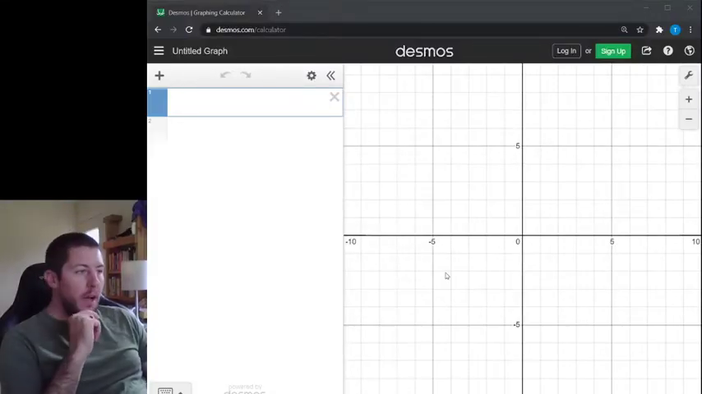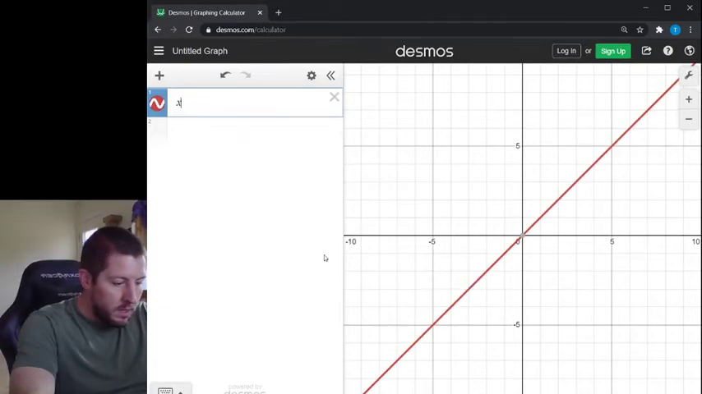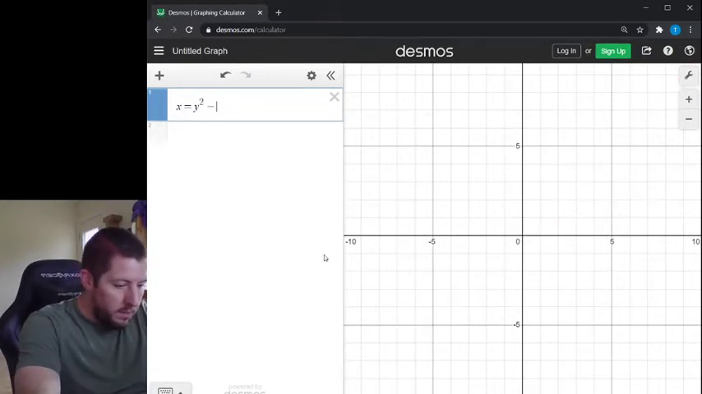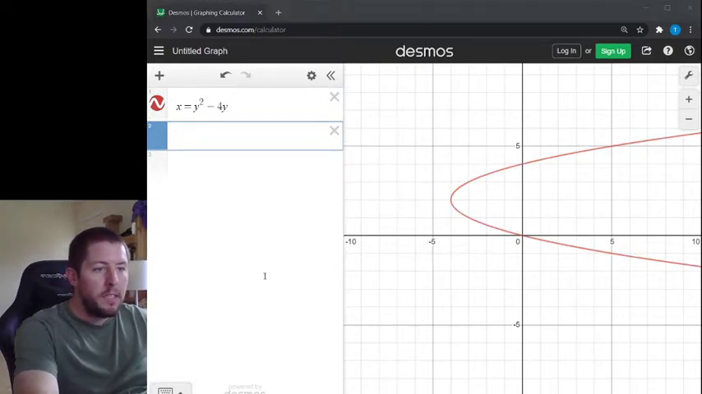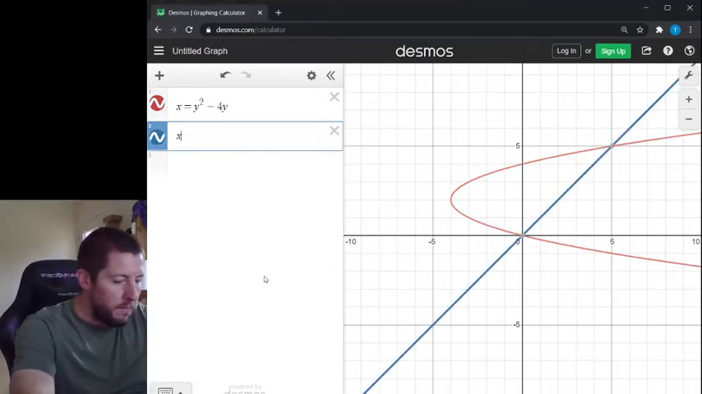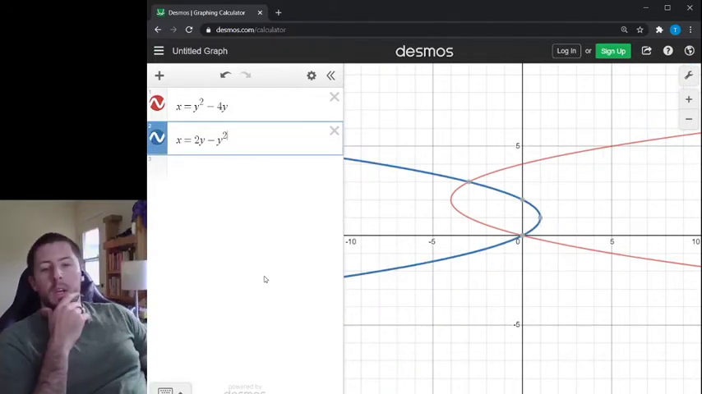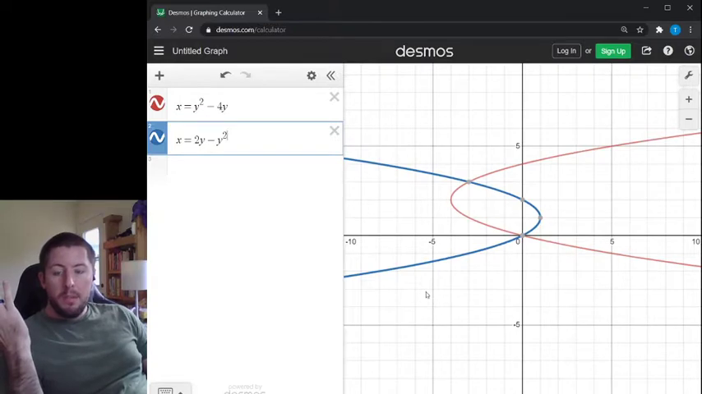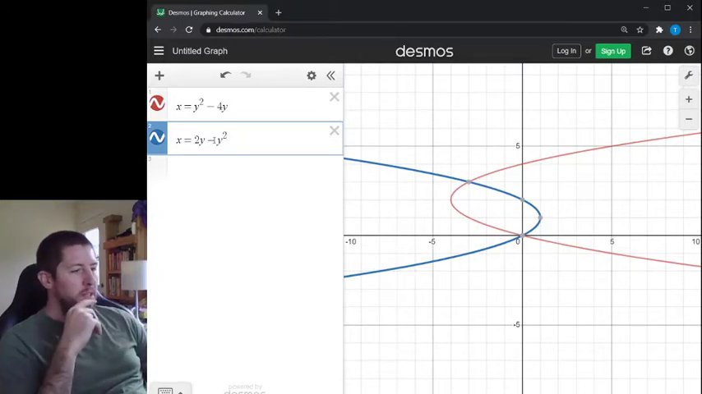Cool, still got my audio. Let's throw these two equations into Desmos. I've got x equals y squared minus 4y, and our other equation of interest is x equals 2y minus y squared. I am seeing two parabolas opening left and right. Notice that this is a positive y squared and this is a negative y squared, so it makes sense that one is opening left and one is opening right.